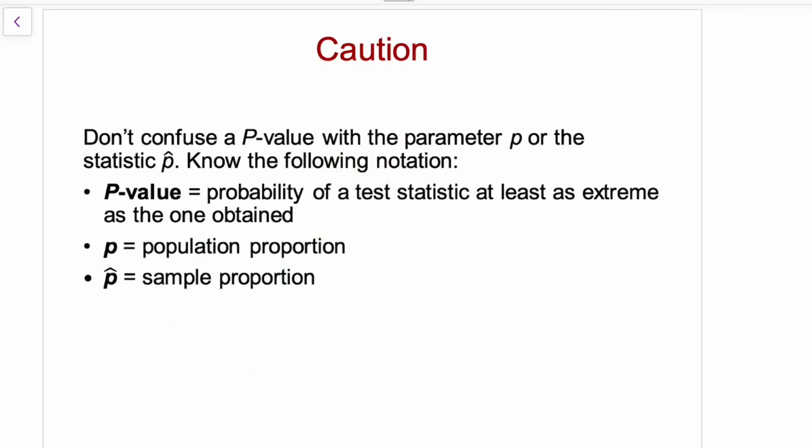We do have a quick word of caution because we have lots of p notations. So the p-value is the probability that the test statistic is at least as extreme as one that is obtained. Lowercase p is our population proportion, and p hat is our sample proportion.